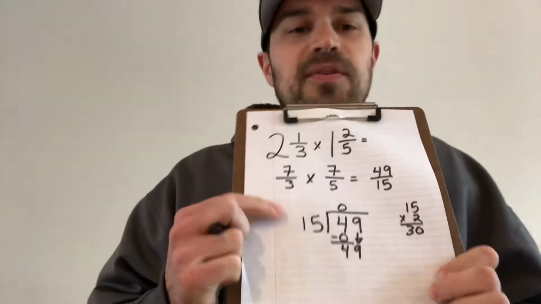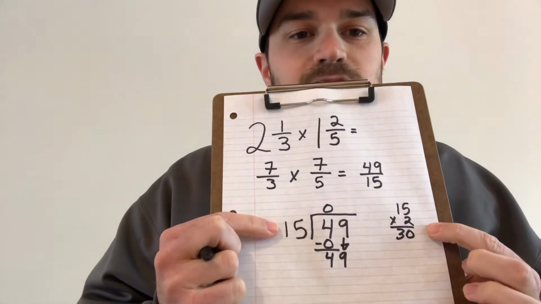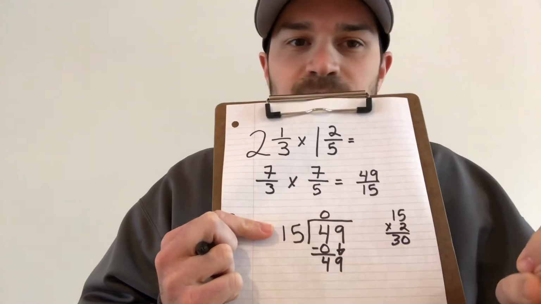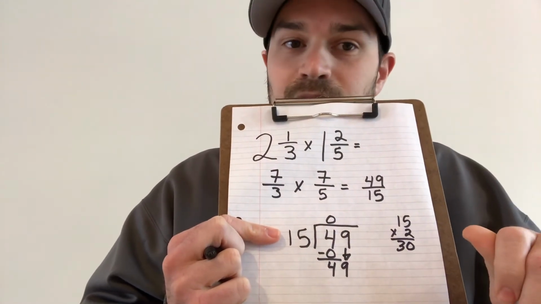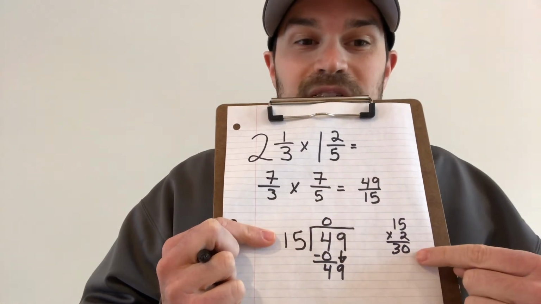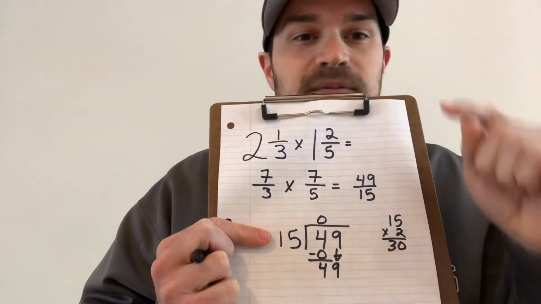Now remember, we got to figure out what number times 15 gets us as close to 49 without going over. I'll give you a hint, we're not going to hit 49 with multiplying by 15, but we can get really closer. In fact, we can get a lot closer than 30. So let's try 15 times 3. That's the next number up.